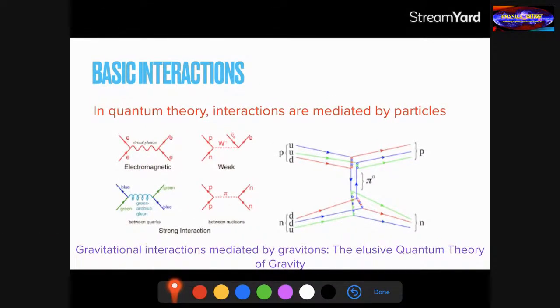Similarly, the gravitational interaction in the quantum theories should be mediated by gravitons, and that should be coming from some quantum theory of gravity. Although gravity we understand very nicely at the classical level, the quantum theory of gravity is very elusive, and that is what most people are after in the current century. Electromagnetic, weak and strong interactions are more or less very well understood, but quantum theory of gravity is something that we have not understood very well.